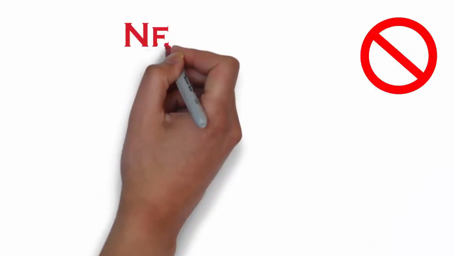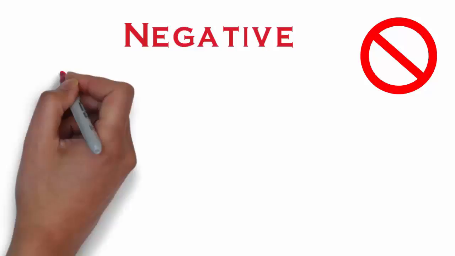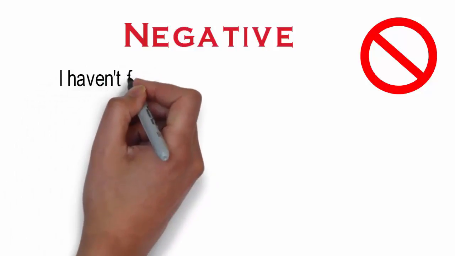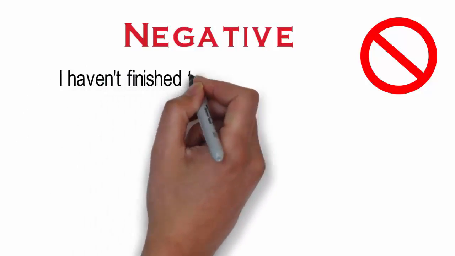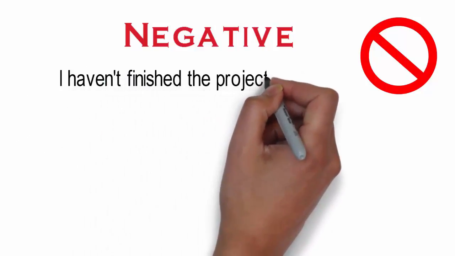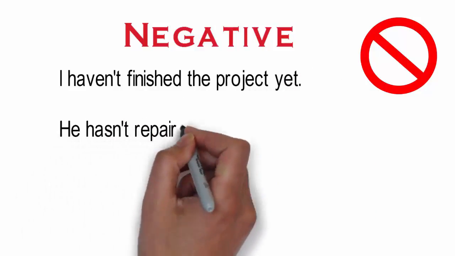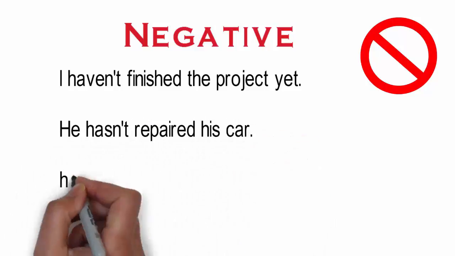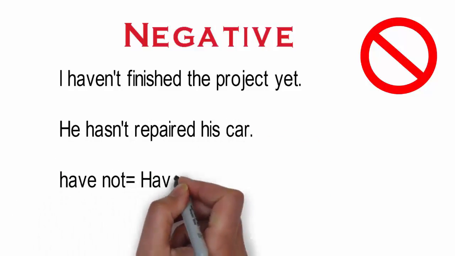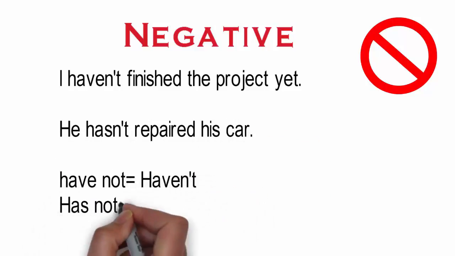What about negative? How can you change a sentence in the present perfect tense into negative? It's really easy. All you have to do is to add not after have or has. So have will become haven't and has will become hasn't. Okay, have not, haven't, has not, hasn't.